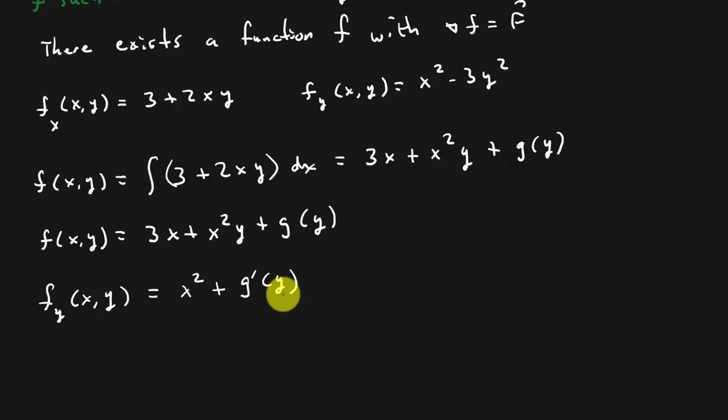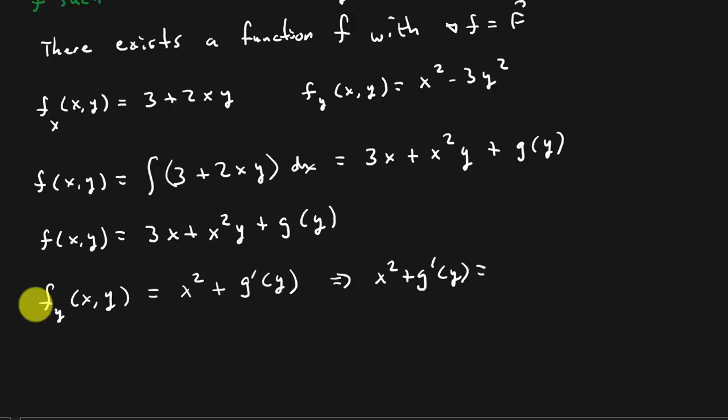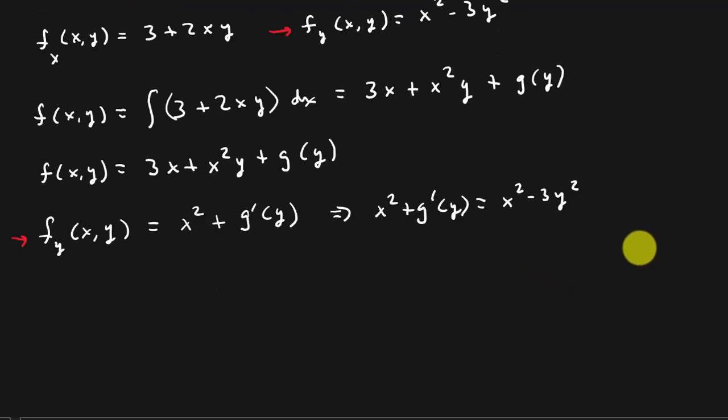Let's look at this. This x squared plus g prime of y is our partial of f with respect to y, and up here we have the partial of f with respect to y. So if we set these two equal to each other, x squared plus g prime of y is equal to x squared minus 3y squared. Then we solve for g prime. The x squareds cancel out, and I'm left with g prime of y equal to negative 3y squared.